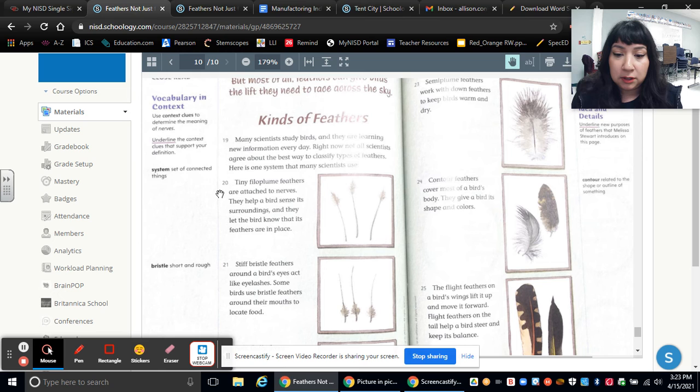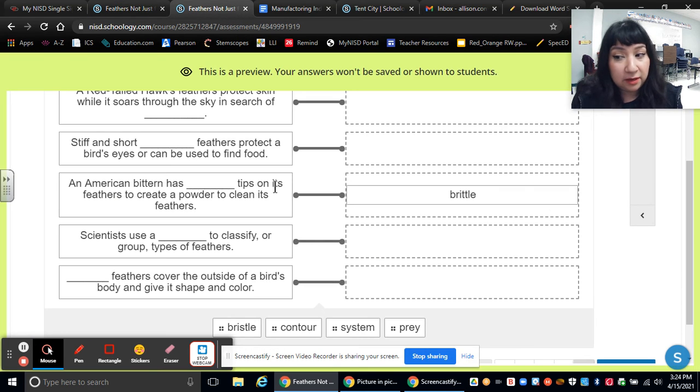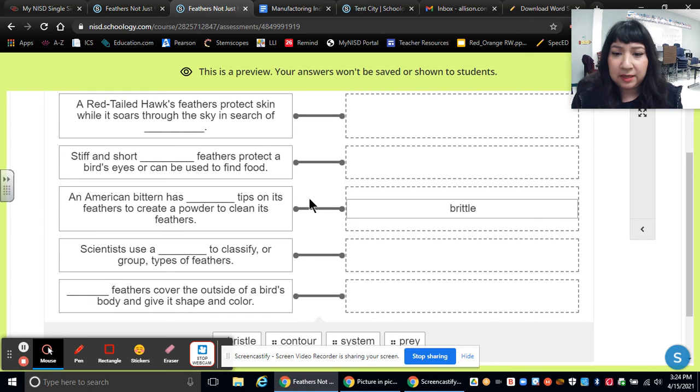So, system, set of connected things. I'm looking over here to see where it is, right here. Many scientists study birds and they are learning new information every day. Right now, all scientists agree about the best way to classify types of feathers. Here is one system that many scientists use. So again, you read the definition, you read that paragraph, and see which one makes sense.